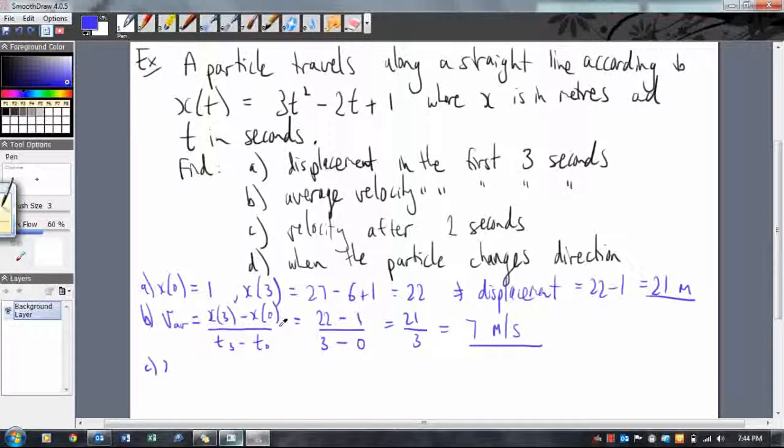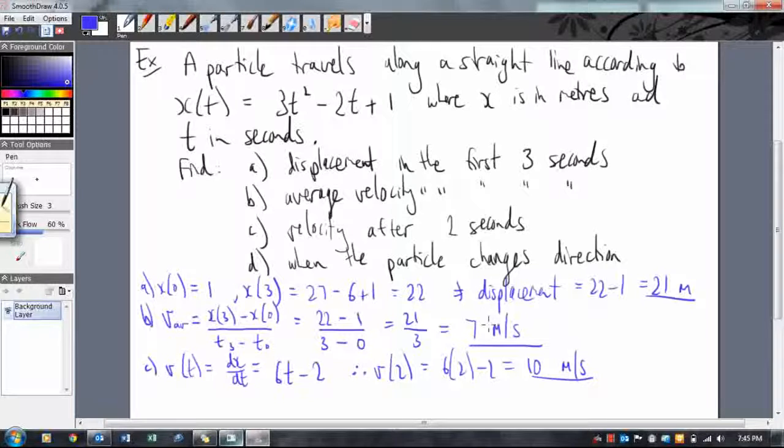So how do we find our velocity function? Remember, velocity is going to be equal to dx on dt. So we're just going to take the derivative of this. The derivative of that is equal to 6t minus 2. Therefore, the velocity after 2 seconds is equal to 6 times 2 minus 2, so that's equal to 10. Its velocity after 2 seconds is 10 meters per second.